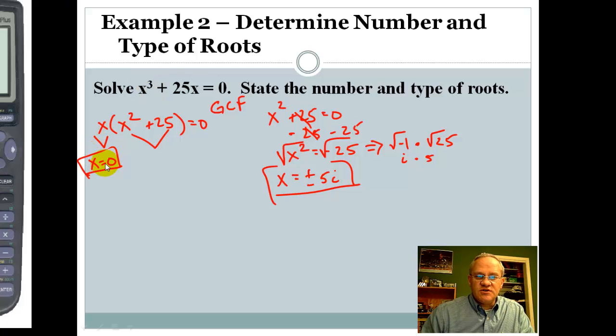So what do we have here? Well, 0 is a real number. So we're going to say I have 1 real root. And because these have an i in them, that means they're imaginary. And so we would say we have 2 imaginary because of the plus and minus there. That's a positive and a negative, so that's why there's 2 there. Okay?